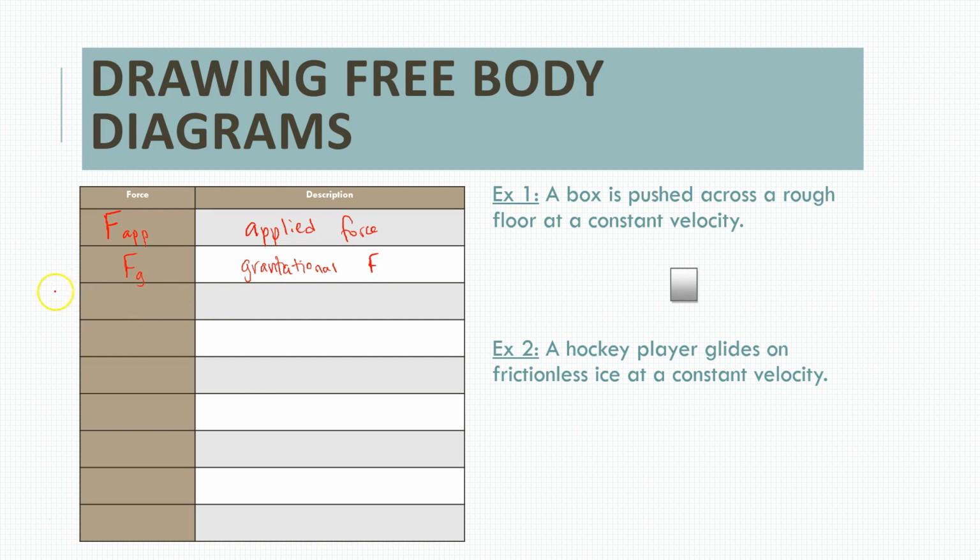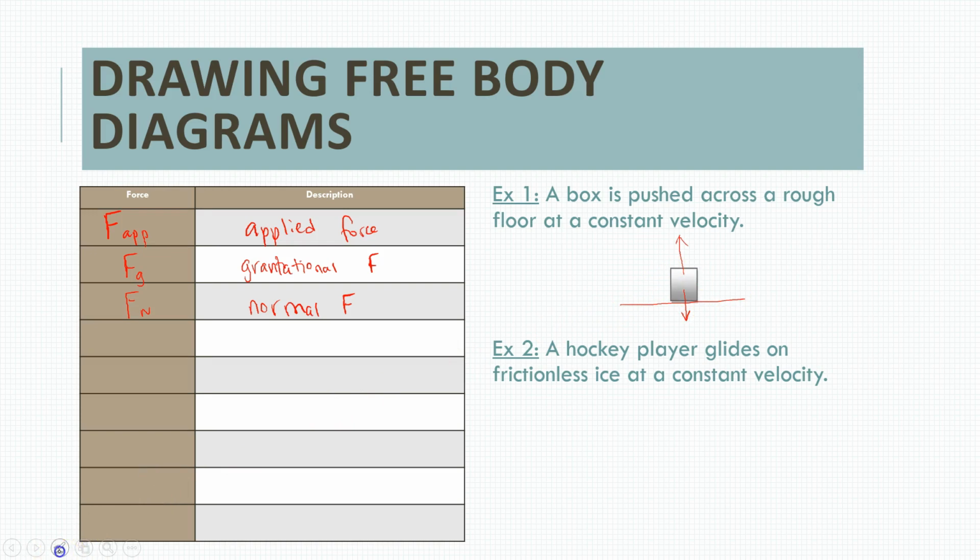Okay. We're going to have Fn. This is called the normal force. The normal force is always perpendicular to the surface that an object is up against. So for example, if this was a box sitting on the floor, then the box is pushing down on the floor, but the floor has to be pushing up on the box. It's perpendicular to the surface.